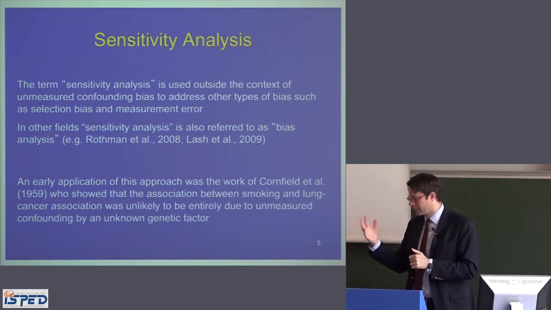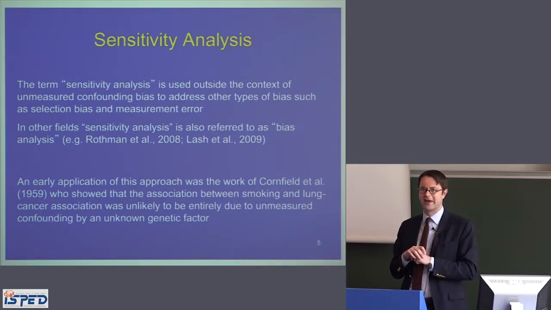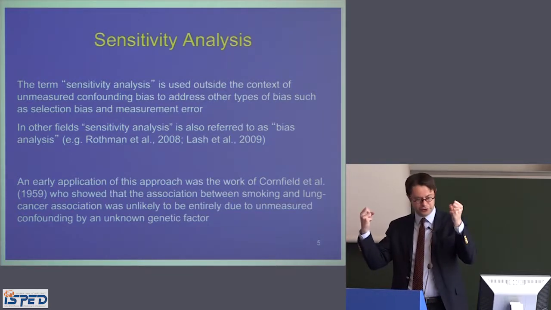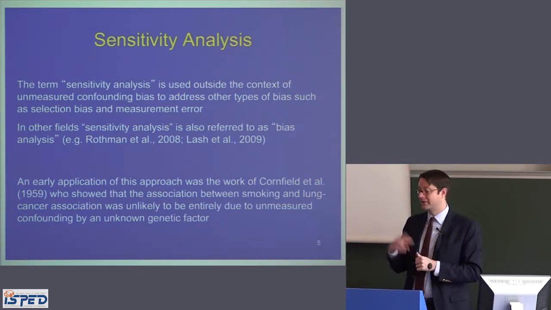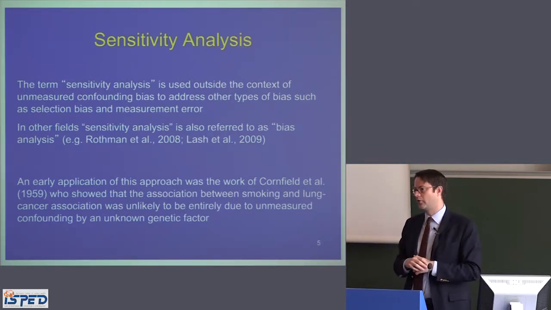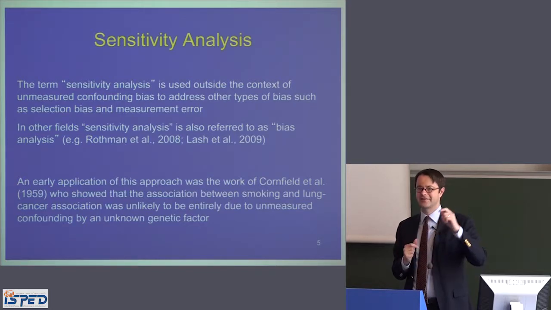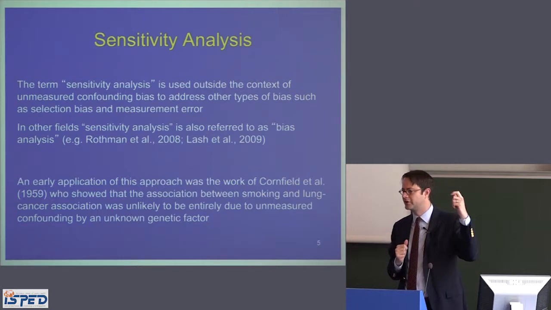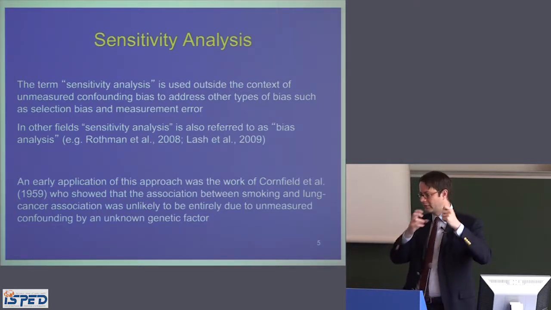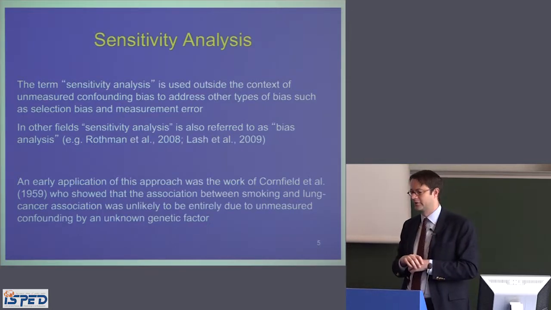There had been quite a number of very large observational studies suggesting that the two were strongly associated, but skepticism at the time as to whether that association was causal. Rather famously, Sir Ronald Fisher thought that perhaps the association would be explained away by a genetic variant that increased the likelihood of smoking and the likelihood of lung cancer.